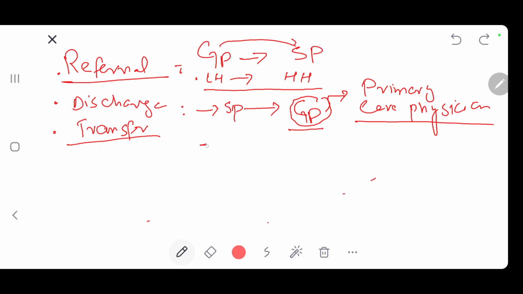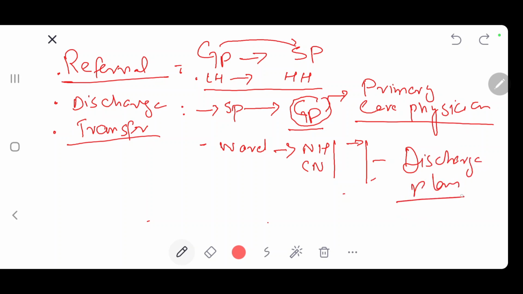In case of nursing, maybe a ward nurse is writing this letter to the nursing home or to the community nurse. In this case, the person to whom we are writing this letter might not know the patient. So the only difference is that in both cases, the focus will be your discharge plan, right? The focus will be your discharge plan.